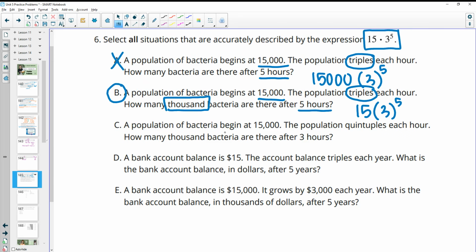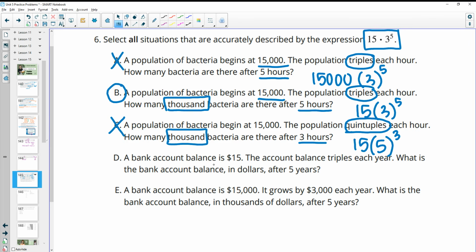C, a population of bacteria begin at 15,000. The population quintuples each hour. How many thousand bacteria are there after 3 hours? So again, 15 is good because that's 15,000. And then it quintuples. So our growth factor is 5 for 3 hours. So the growth factor and the exponent are switched around. So this one is not represented by that.